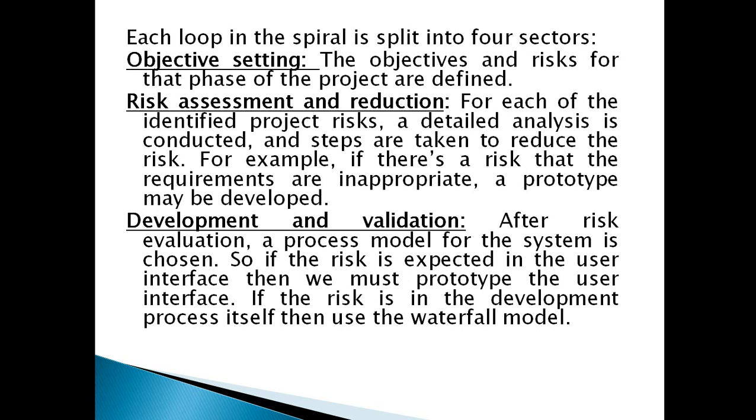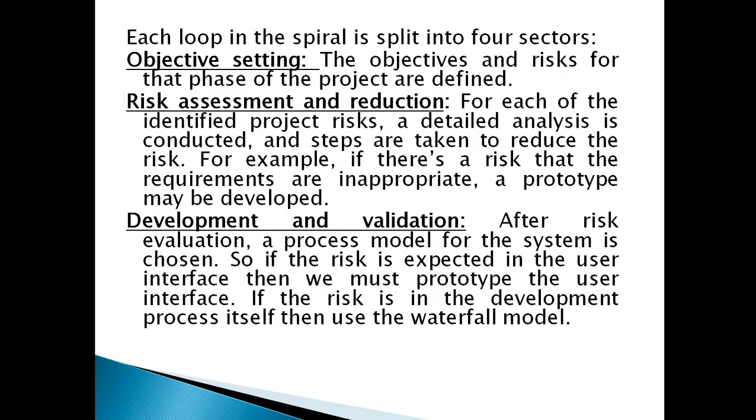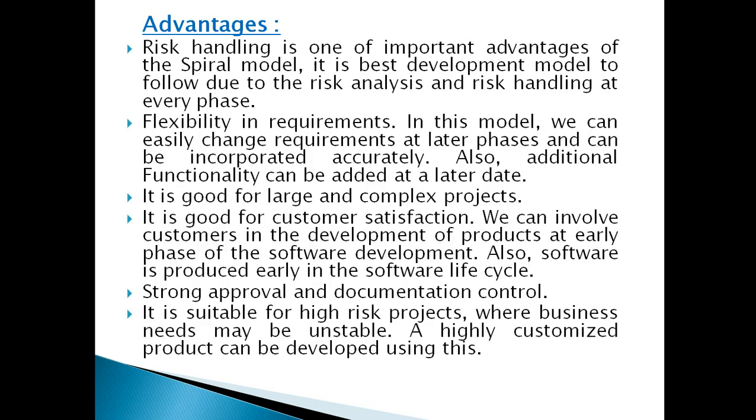So at the end of every phase, it should go to the risk analysis. Understand, the development and validation is a type of testing. The last one: the spiral model has been very helpful to people in thinking about iterations, meaning non-sequential, in the software process, and in introducing a risk-driven approach to development in practice. However, this model is rarely used. It may need more cost to develop a system.